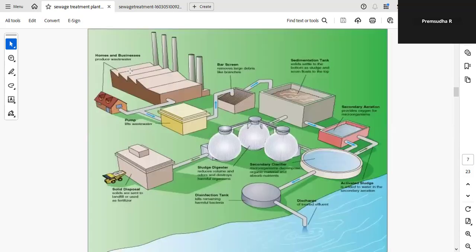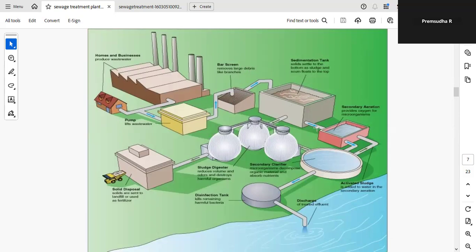And this picture shows the pilot plant of the wastewater treatment. From the households and the industries, the wastewater is collected through the pipeline and taken to the pump house. Then the first process, here you can see the bar screen. It removes the floating matter. Then the second process is the sedimentation tank or clarifier.